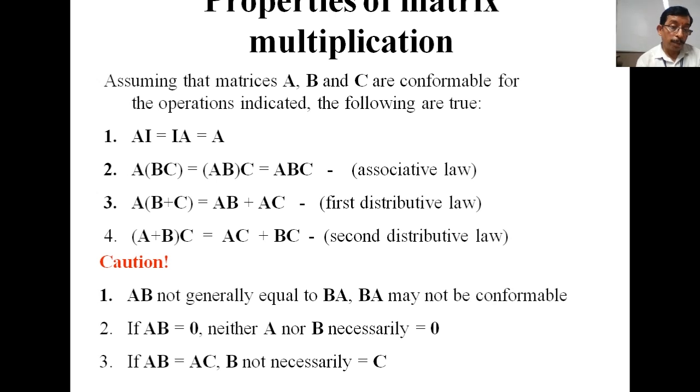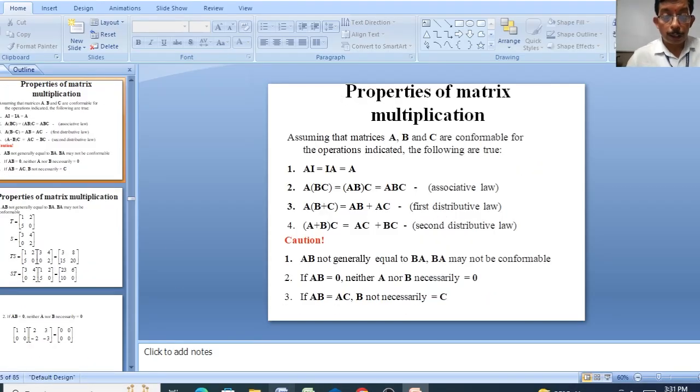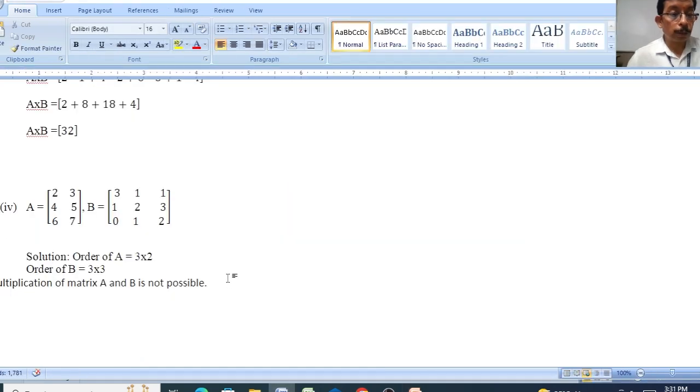Dear student, we have some important points. AB is not generally equal to BA; it may be equal, or it may not be equal. If AB is 0, then neither A nor B is necessarily 0. If AB equals AC, B is not necessarily equal to C. These are the important points of multiplication. Now we come to some numerical questions.